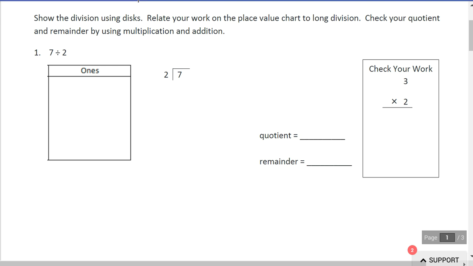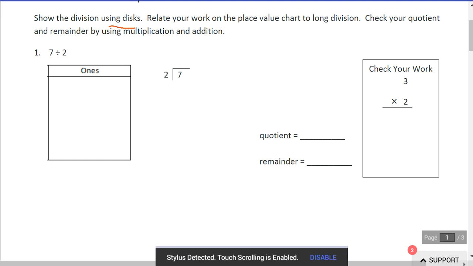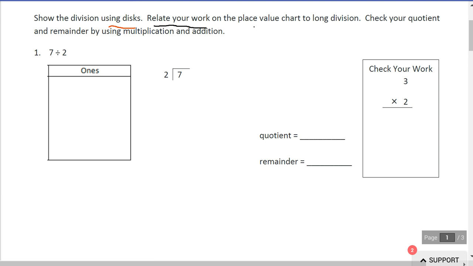Okay, for number one, it says show division using disks. And then we're going to relate your work on the place value chart to long division. Check your quotient. What's quotient? That's the answer to a division problem. Very good. And the remainder using multiplication and addition. So we're going to see about using multiplication and addition to check our answers. All right, well, let's look at this. 7 divided by 2. Well, how in the world can we do 7 divided by 2?